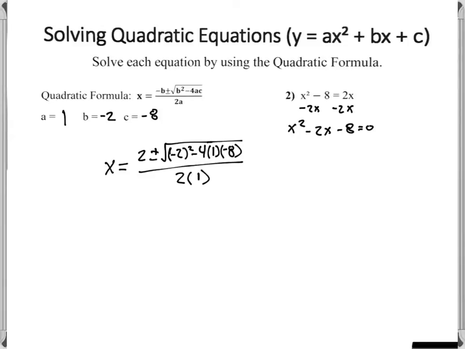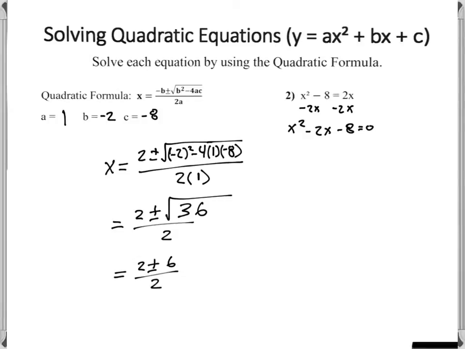So in this case, we have 2 plus or minus the square root of negative 2 squared minus 4 times 1 times negative 8 all over 2 times 1. So as we simplify this, we're going to get 2 plus or minus the square root of 36 over 2. Well, the square root of 36 is just 6, so we end up with 2 plus or minus 6 over 2.